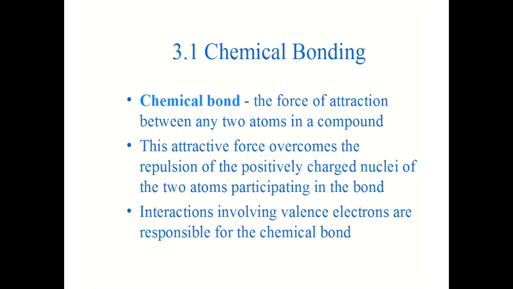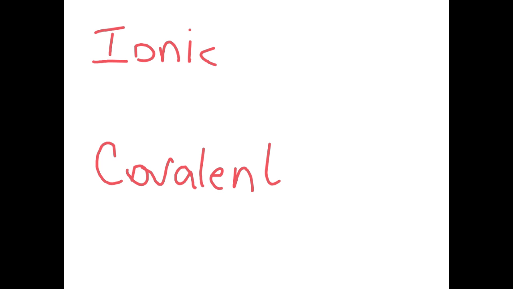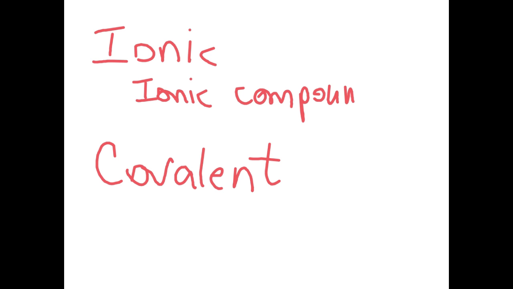So there are two types of chemical bonds. You have ionic bonds and covalent. Ionic bonds are formed between compounds or elements that are ionic.